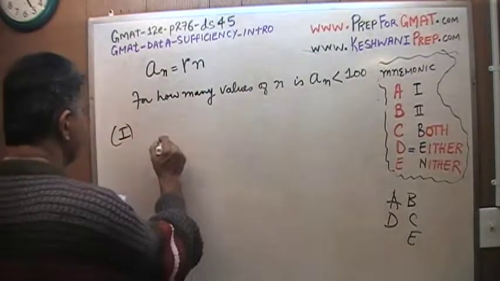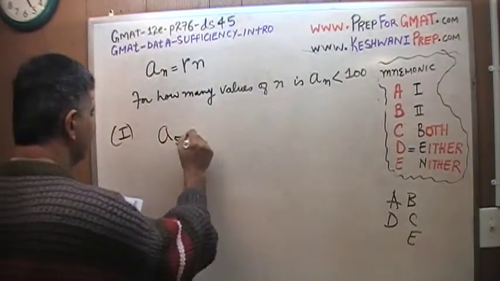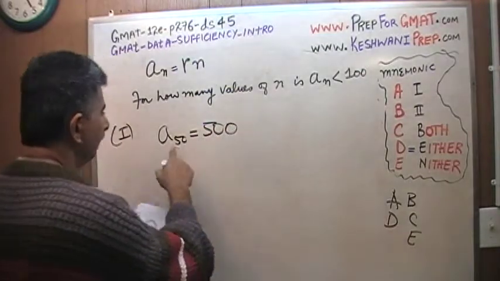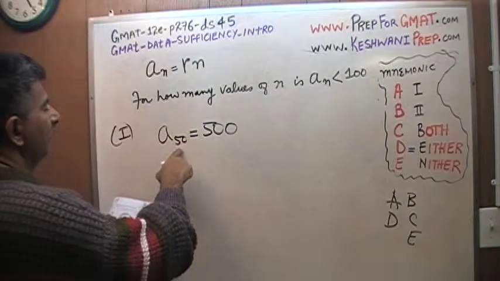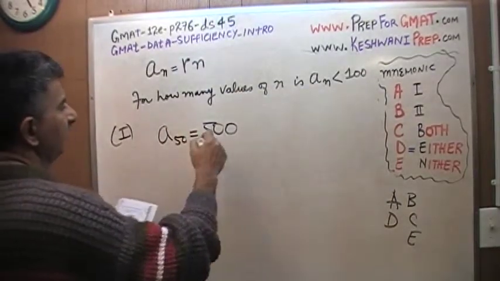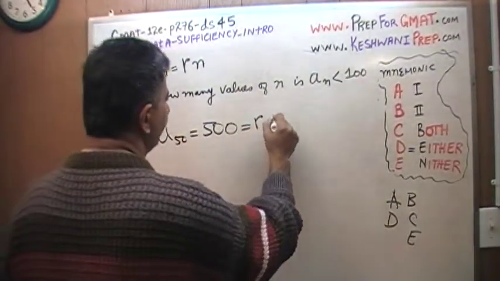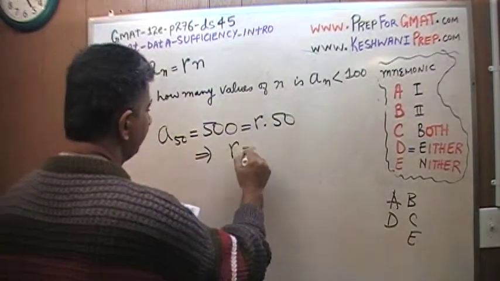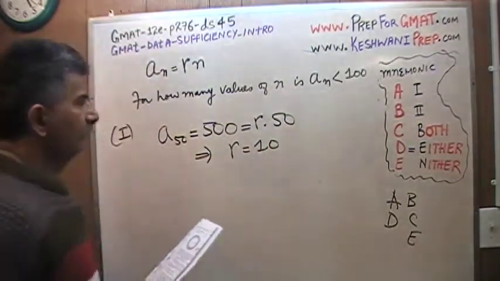They tell us that A with the subscript of 50 equals 500. But A with the subscript of 50 means wherever I see N, I replace it with 50. So it becomes R times 50. Well, R times 50 equals 500 implies that R must be 10. So there you go, there is your answer.